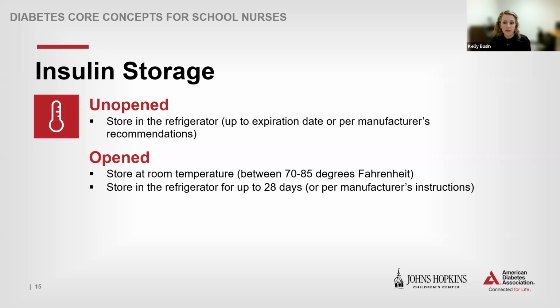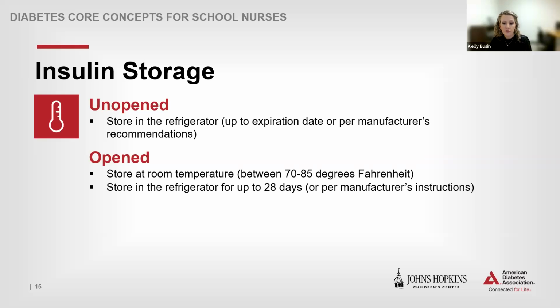And then once the insulin has been used, it expires about 28 days later. So it would be important to always write the first use date or the expiration date on the pen or vial, so that you know when you need to request new supply from the parents. Again, this expiration after opening is manufacturer dependent, so always check the label.